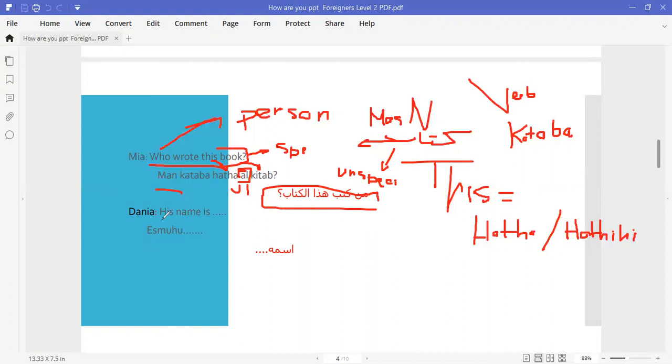Dania said his name. Name is what? Ismu. And his here, ismuhu. Or if you have her name, you say ismuha. What's her name? The name of this book, okay? So here, who is man when you're asking about a person? Wrote is kataba. This book, when here you use a demonstrative pronoun, this means in Arabic, hadha or hadhihi. Man kataba hadha. Book, it's no longer an unspecified noun. It's now a specific or definite noun. So it becomes man kataba hadha al-kitab. Al-kitab. When I am specifying, I use al.